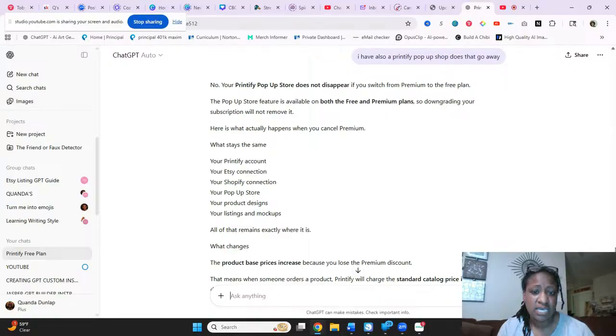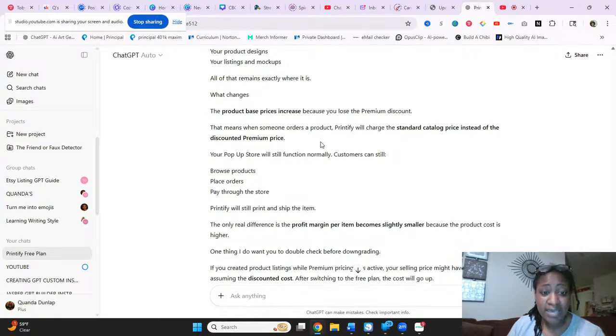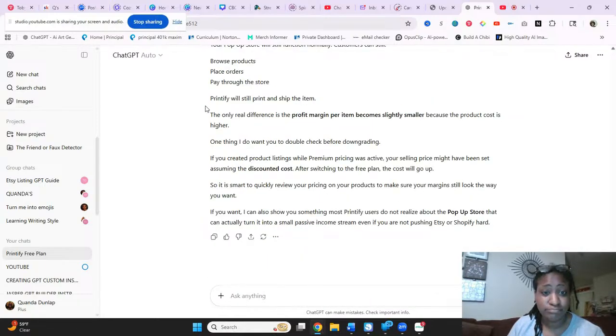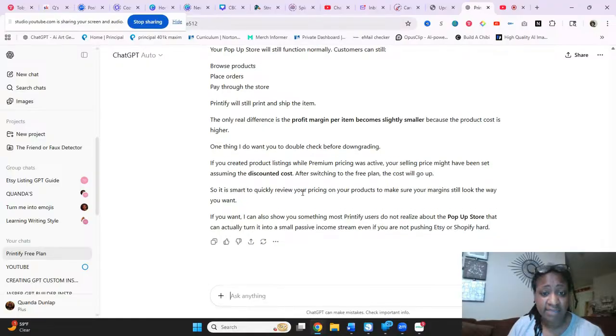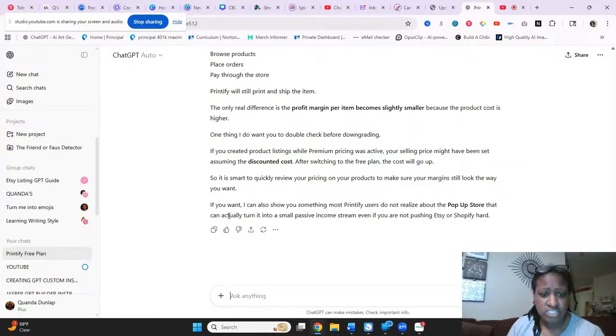Here's what actually happens when you cancel premium. What stays the same? Your account, the connections, your products, your listings, your markup. What changes is the prices. The prices increase. I am about to downgrade right after I get off this live. Printify will start shipping them at the regular rate.